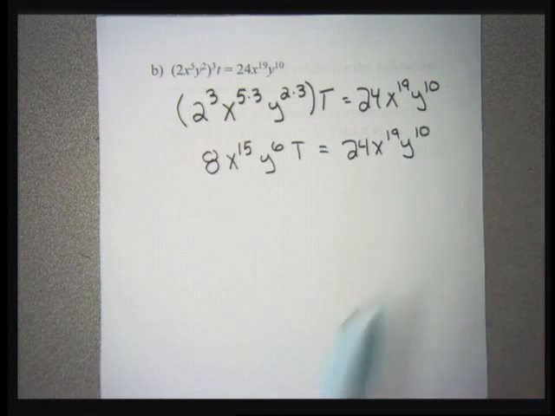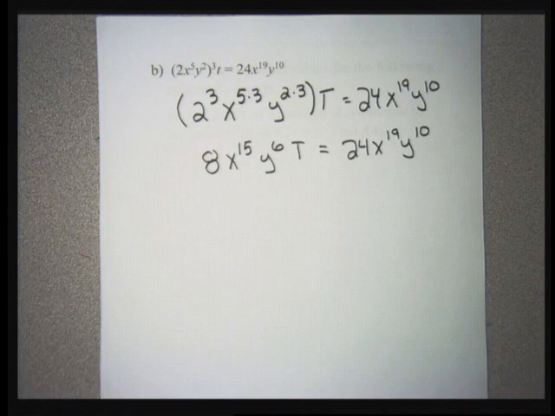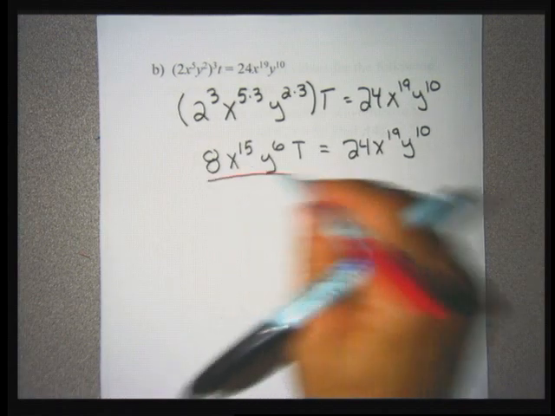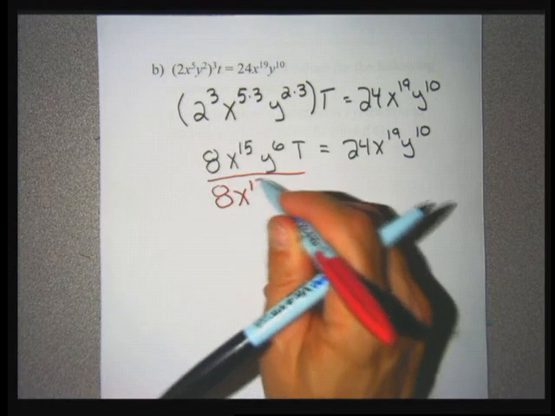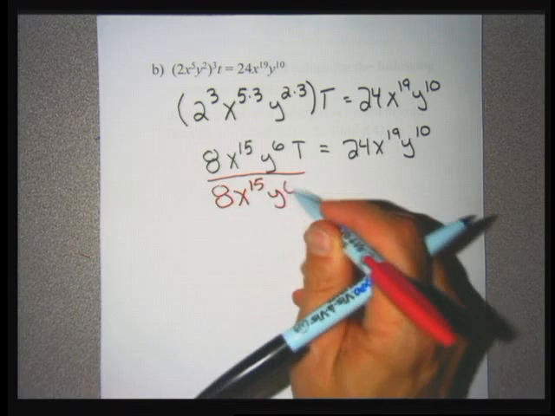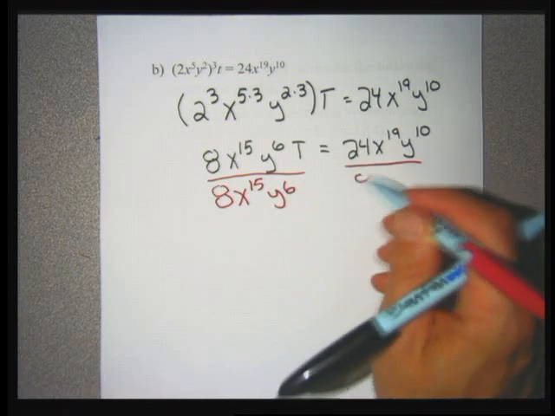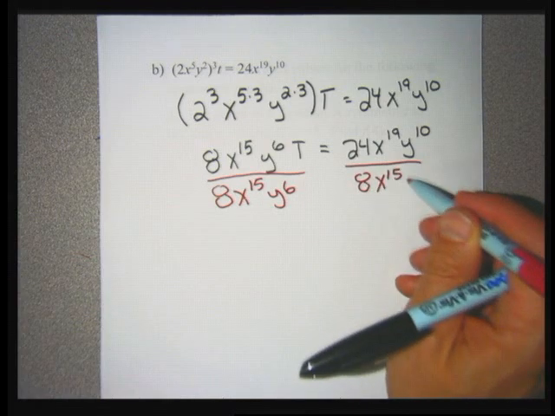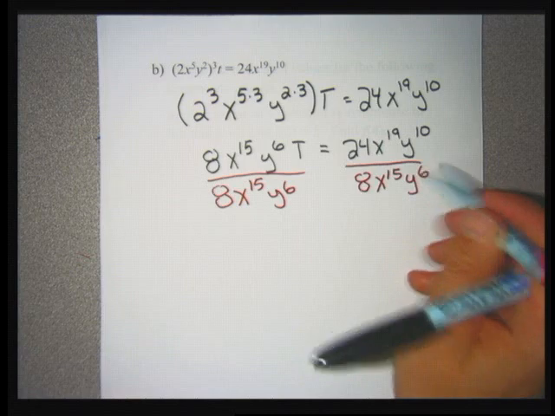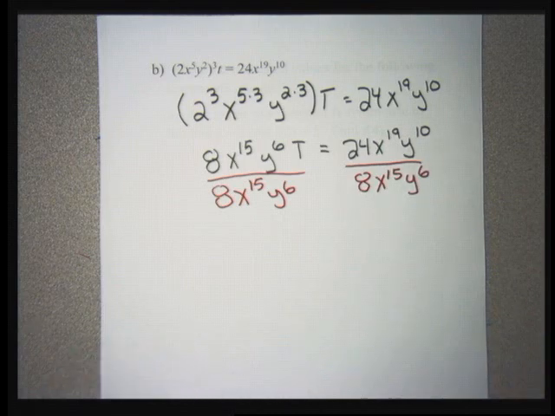And now I'm going to divide again, just like I did in part A. And this time I'm going to divide by 8, x to the 15th, y to the 6th. There's lots of nasty things that might happen that might cause you to get negative exponents. I don't remember getting exposed to negative exponents too heavily on the Accuplacer test when I took it.